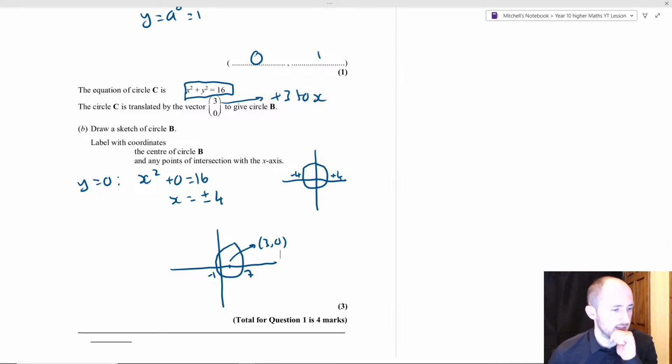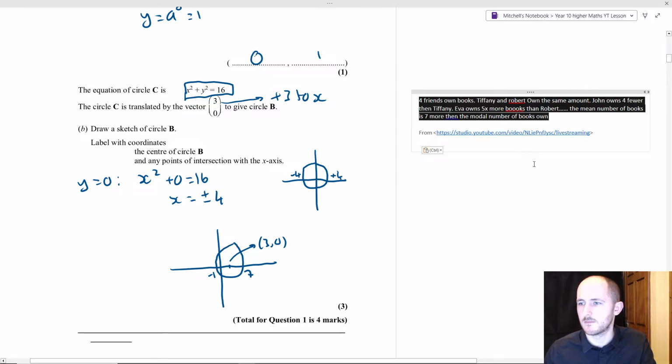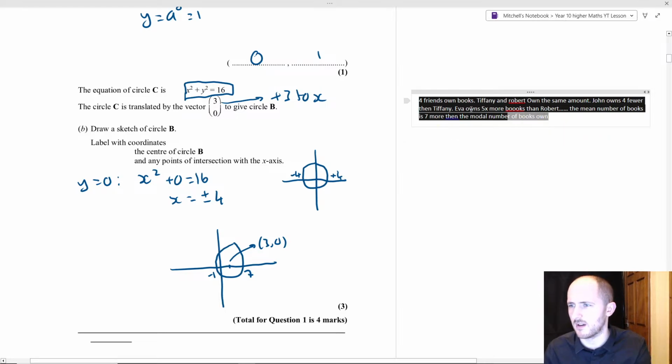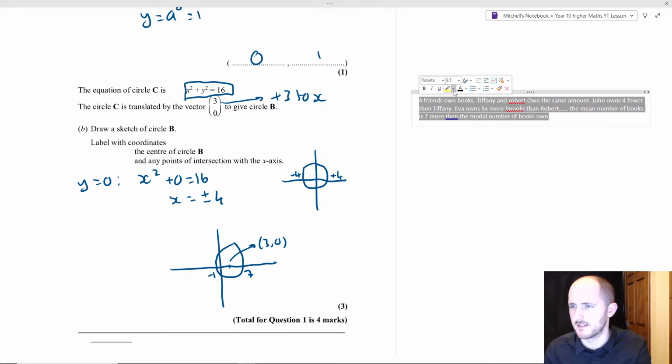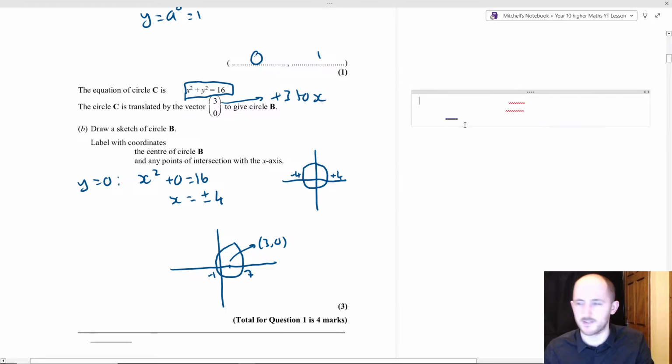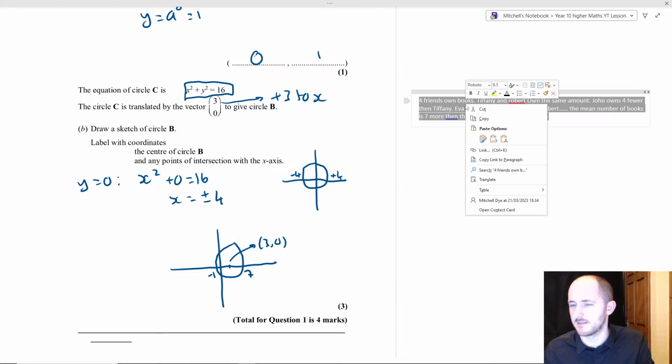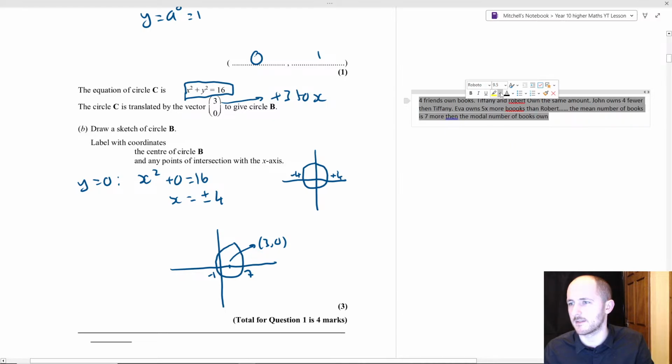Have a look through that while I read this question by Evie. 4 friends own books. Tiffany and Robert own the same amount. Oh God. What on earth? Why did it copy like this? Well, that's fantastic. I'm really glad that that's a button. Okay, no questions. Cool. So we'll try this question. Oh, I get it. Because it's black. Okay, there we are.